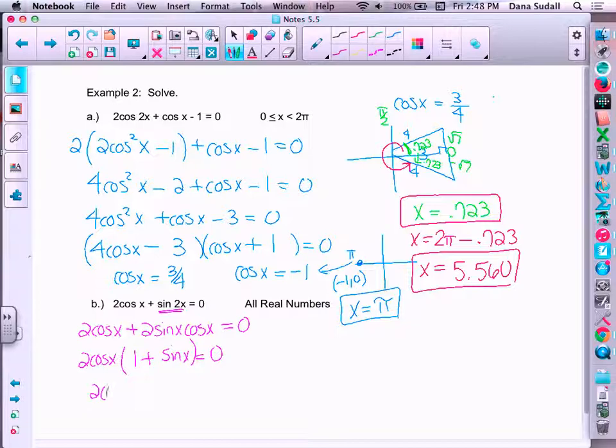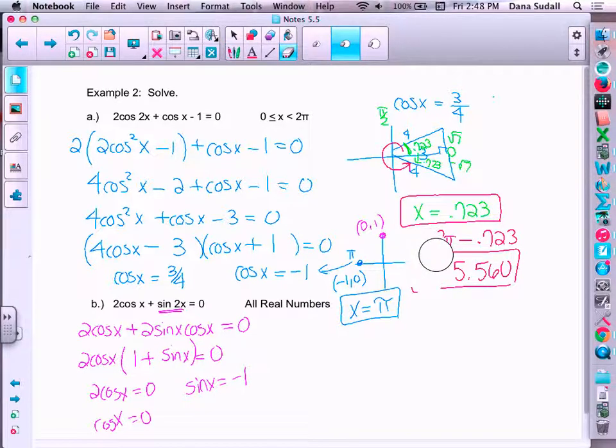And then you can set each factor equal to 0. So cosine x is 0, or sine x is -1. And we can draw that. Oh, we're just going to use the same quadrantal angle that I have up here.